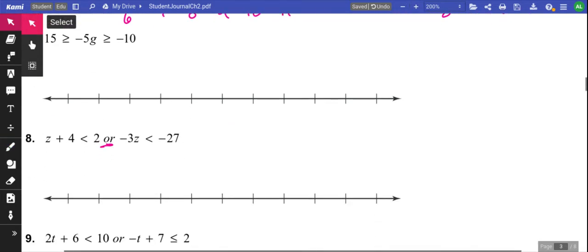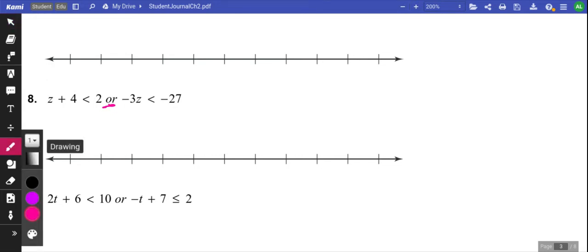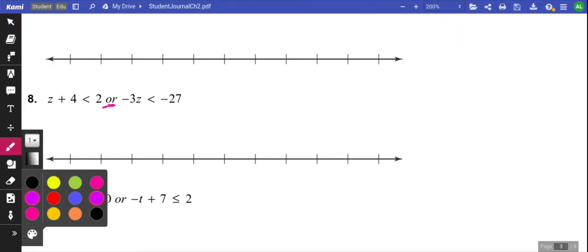Let's look at an or inequality. Let's look here at number 8. The or inequalities, I think, are a little bit easier because you don't have to go through the process of splitting them up and then joining them back together at the end. They're already split up. Or inequalities are always separate from each other. So really all you have to do is solve each one. I've got z plus 4 is less than 2, or negative 3z is less than negative 27.